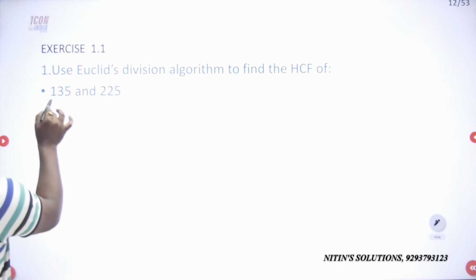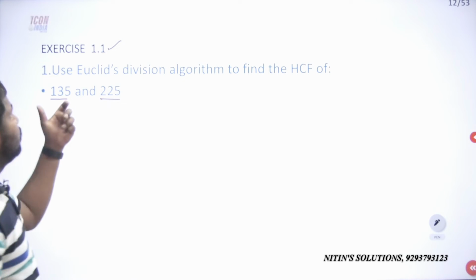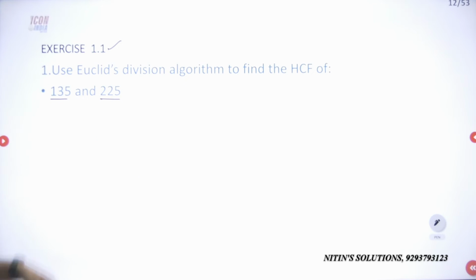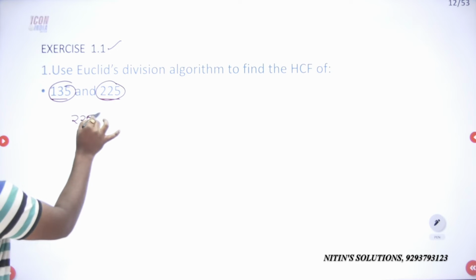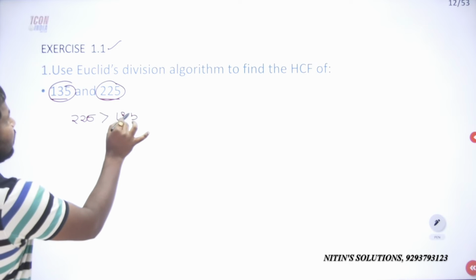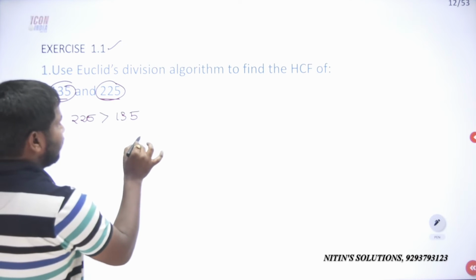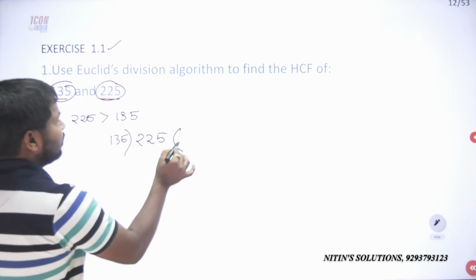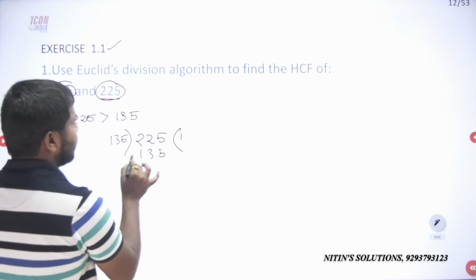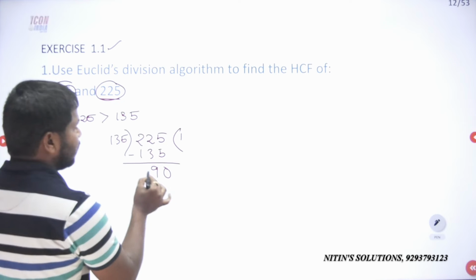Exercise 1. Use Euclid division algorithm to find the HCF of 135 and 225. So we know that 225 is greater than 135. It means we need to divide 225 by 135. So 225 divided by 135. Now 135 ones are 135. By subtracting, here I am getting 90.